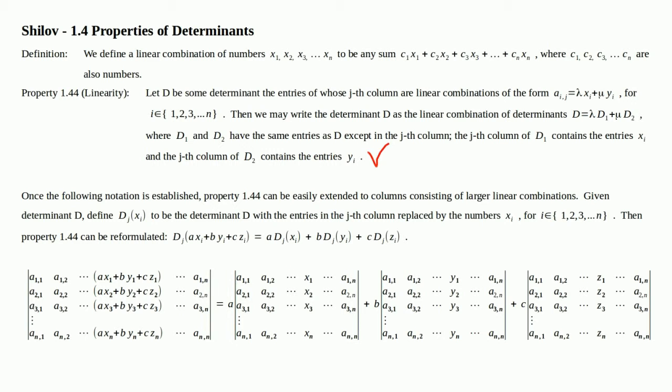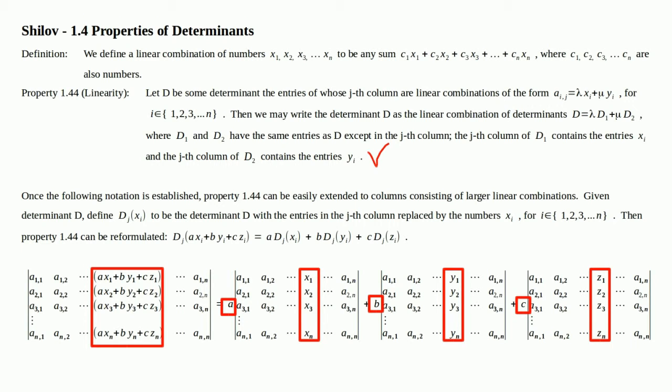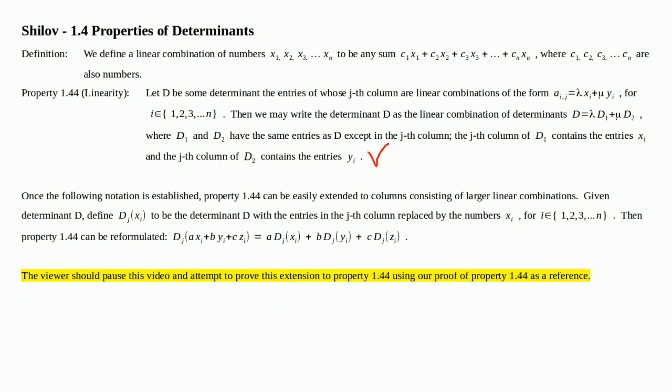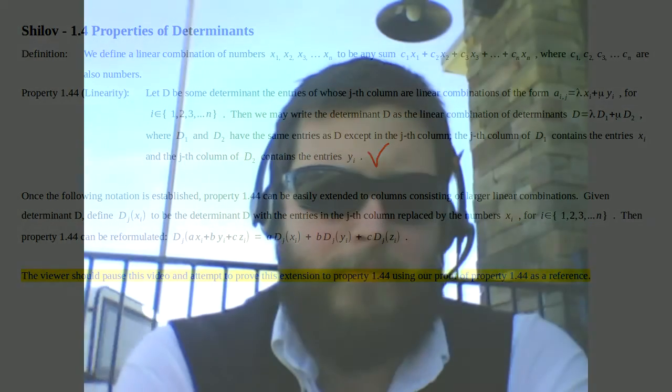And for you visual people, here's what I'm talking about. Notice the jth column is linear combinations, and I've split it up into a linear combination of determinants. The viewer should pause this video and attempt to prove this extension of property 1.44 using our proof of property 1.44 as a reference. You can literally just use it like a roadmap and prove this extension. Heck, it's easy. Do it.